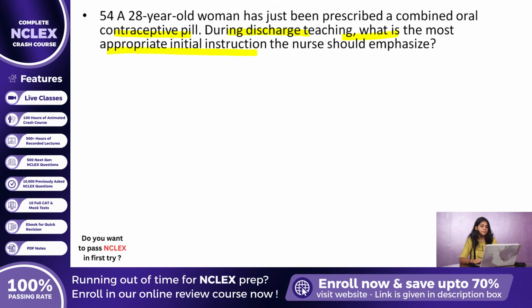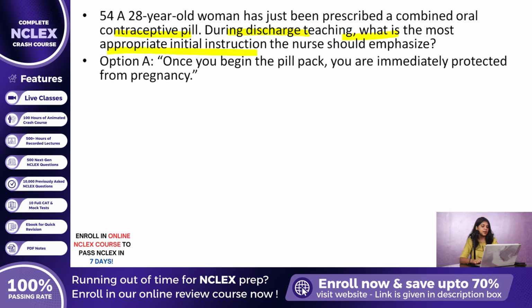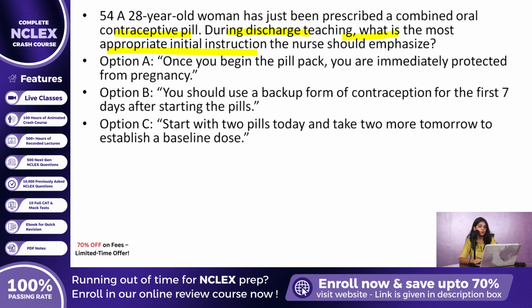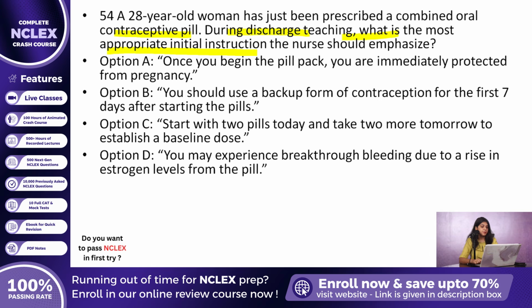Option A, once you begin the pill pack, you are immediately protected from pregnancy. Option B, you should use a backup form of contraception for the first 7 days after starting the pills. Option C, start with 2 pills today and take 2 more tomorrow to establish a baseline dose. Option D, you may experience breakthrough bleeding due to a rise in estrogen levels from the pill.